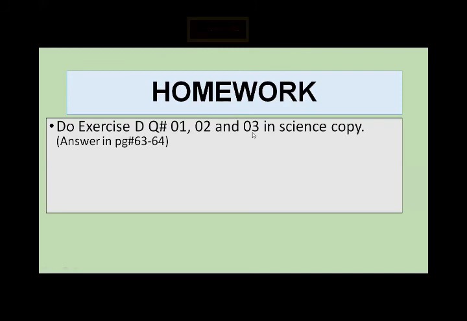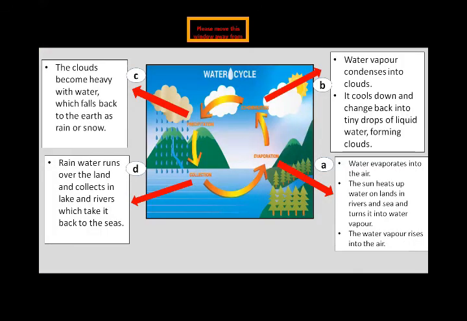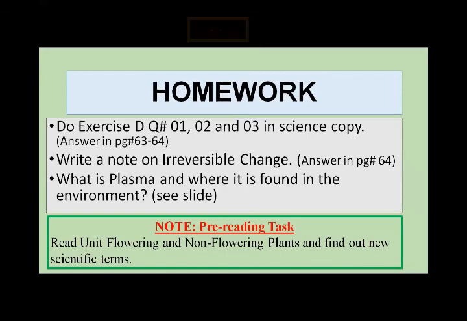Briefly explain the water cycle with the help of a clearly labeled diagram. This answer is present on page number 63. And I revise the slide of the water cycle. Take a screenshot of it. Yes, hurry up, take a screenshot. What is the question number 2? Write a note on irreversible change.